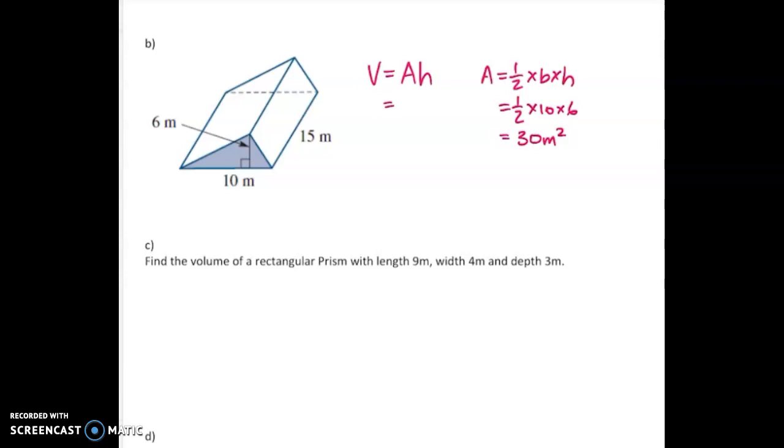Okay, so we substitute that into our volume formula for A. That's 30 times the height, which is 15 meters. And I can directly substitute those in because both the height and the area have units involving meters. And so I do that multiplication by substituting that into your calculator. You should get 450 cubic meters, and that is your volume.